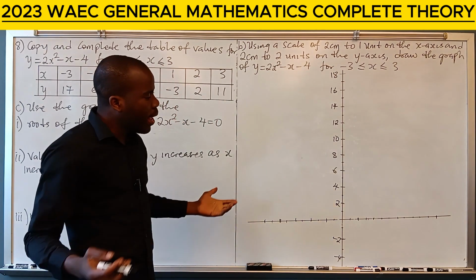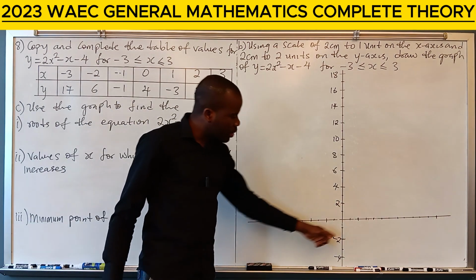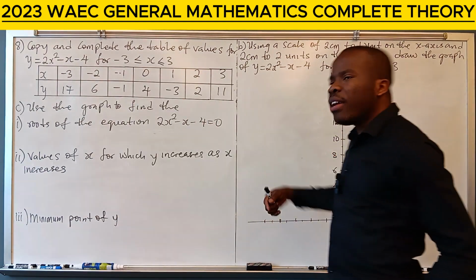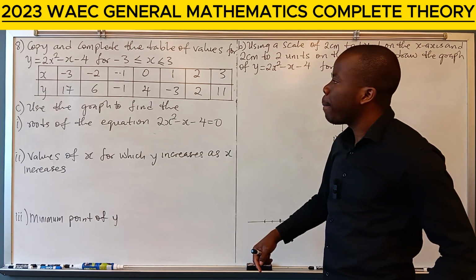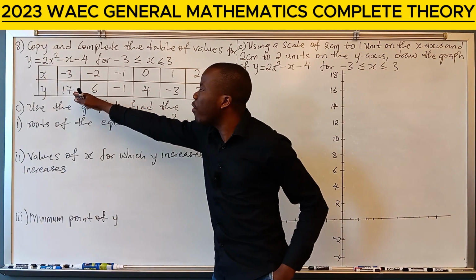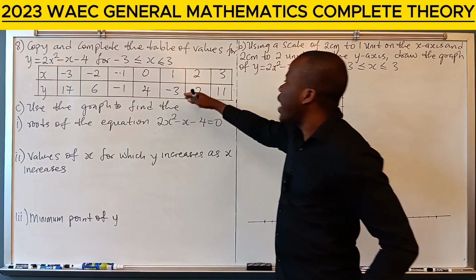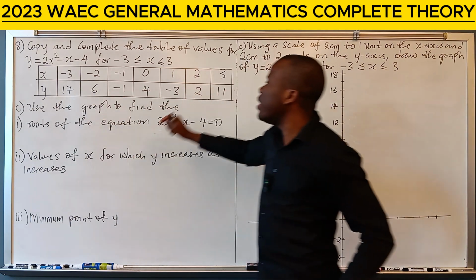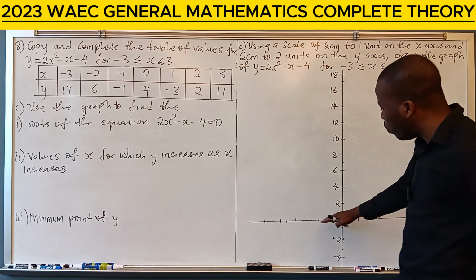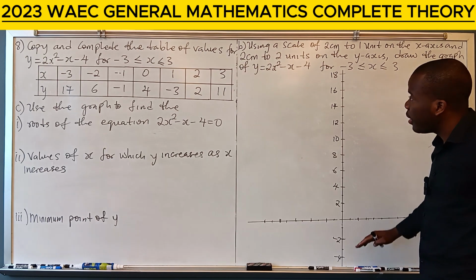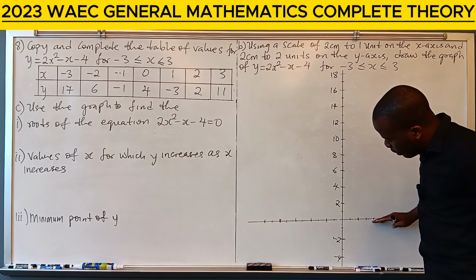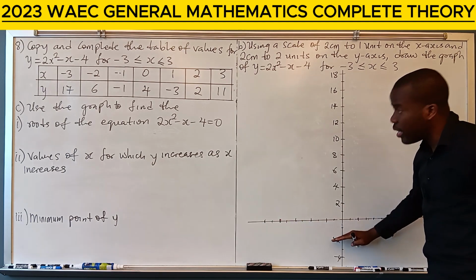Now, you may wonder, why is this graph like this? Why is the x-axis not at the center? It's very good that you know that before you sketch your graph, you need to check the values of y. The highest value of y is 17 and the least value of y is minus 3. So we have less values at the negative part of y than at the positive part. That is why the x-axis is located below.